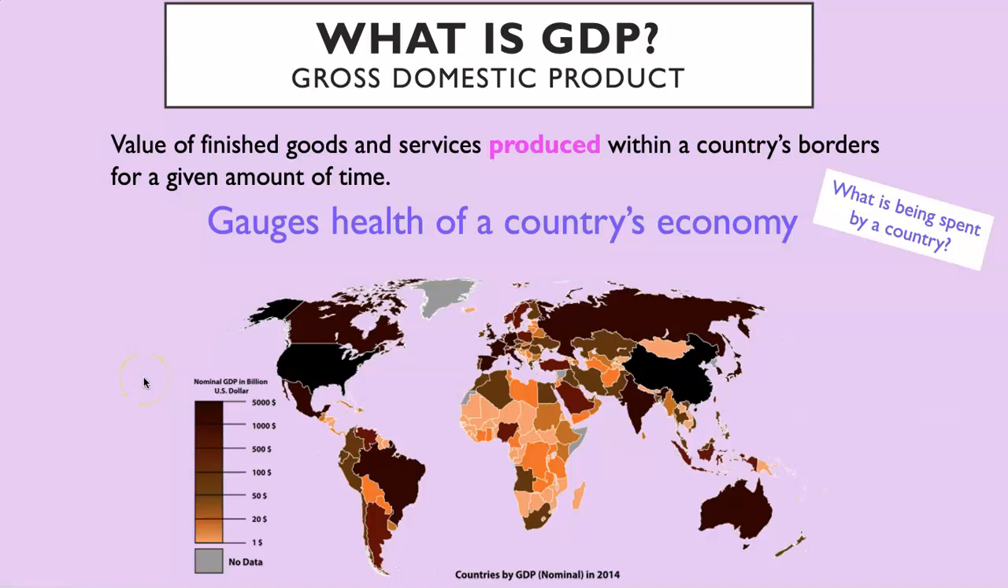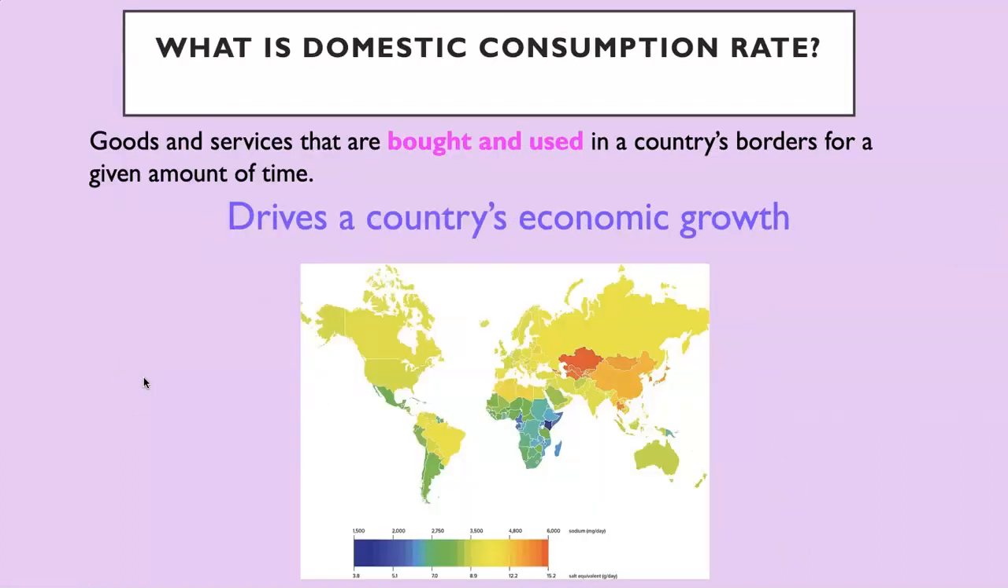The other axis on that graph was consumption rate. Consumption rate gives us an idea of goods and services that are consumed per household. And this is believed to drive a country's economic growth. The more consumption, the more growth.